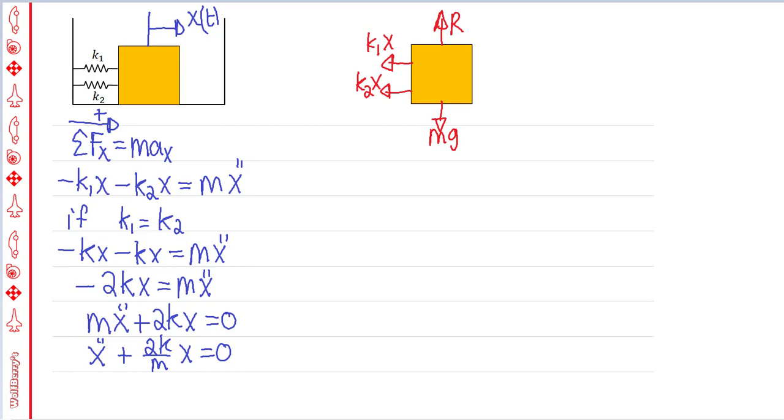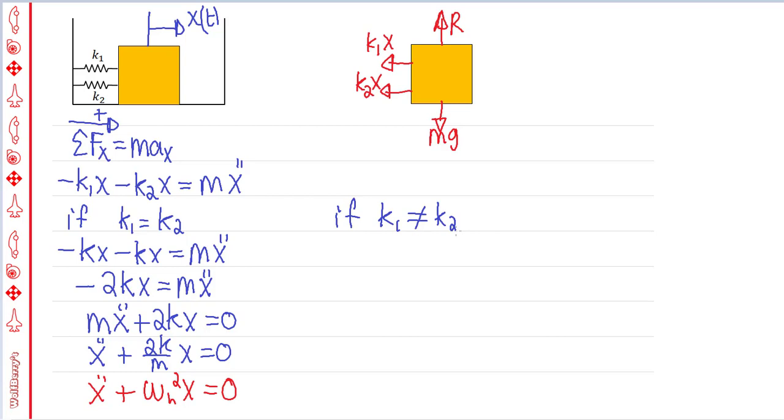Now let's compare this to our characteristic equation of simple harmonic motion, and we can clearly see that it matches the form, therefore the motion is simple harmonic. Going back to our values of stiffness, if we look at the second situation, if K1 does not equal K2, how do we deal with this?